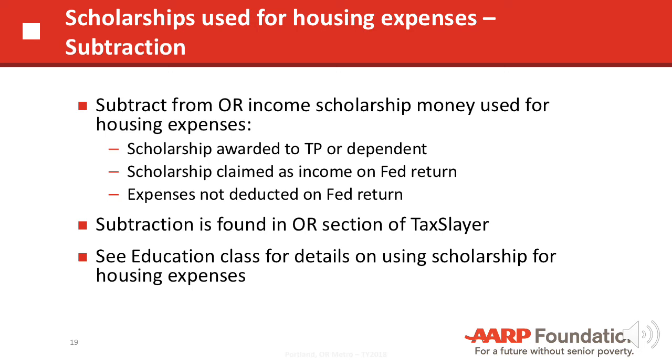If scholarship income was used for housing expenses, and these expenses weren't able to be deducted on the federal return as part of an educational credit scheme, then the taxpayer may be able to deduct them on their state return. Some things to note here. The scholarship has to be claimed as income in order for there to be something to subtract. Also, like I said, the expenses can't already be deducted elsewhere on the federal return because we can't deduct the same money twice. But the good news is, once that determination's been made, it's straightforward. You simply select it in the subtractions menu of the Oregon section of TaxSlayer.